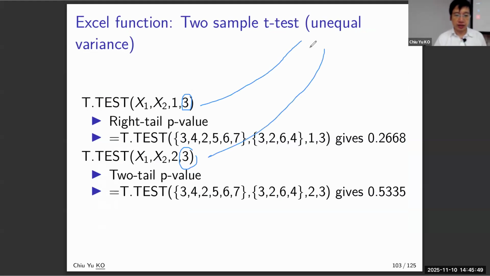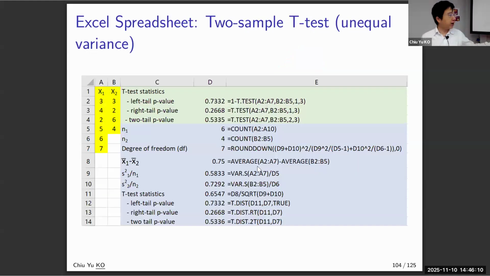So the same method, right? X, data set 1, data set 2. 1 is the type that is called right tail, and 2 is the two tail. So that is how you get the formula there. And this is a proof of how you can do that, right? And the most difficult part is this crazy formula here.